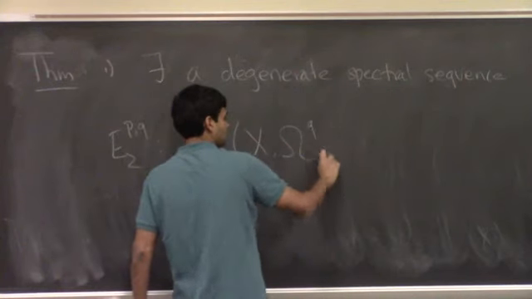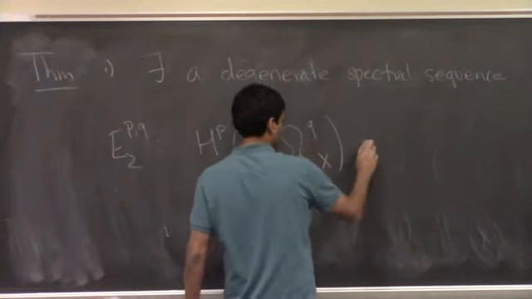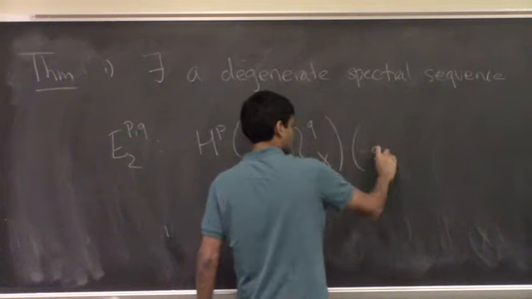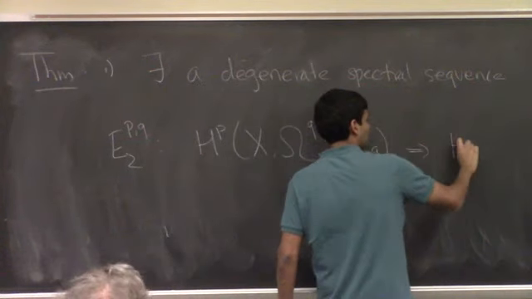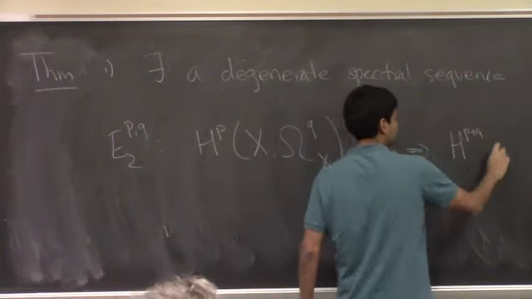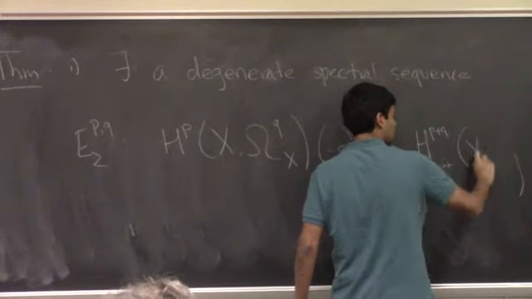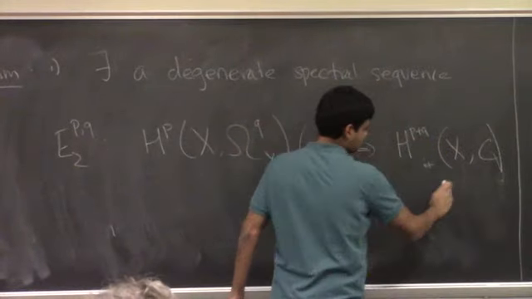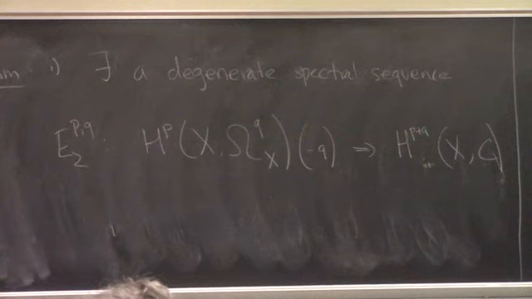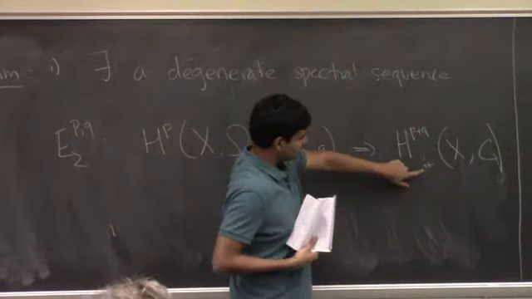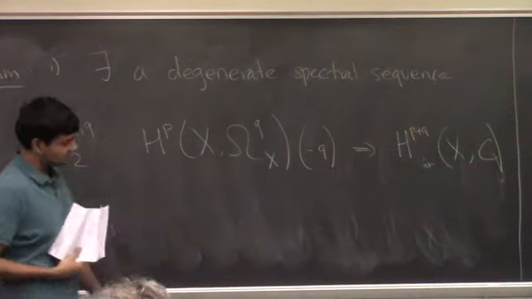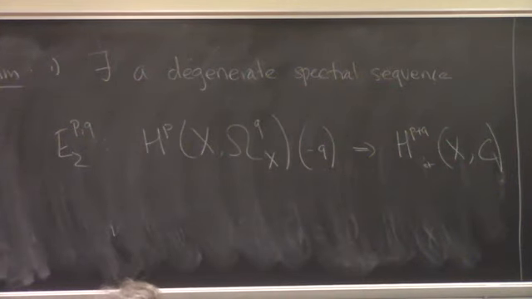So H^p of Omega^q, and then there's a small twist here, and it goes to what we have on the left-hand side, which is the analog of singular cohomology in this setting. So this is etale cohomology. It's etale cohomology with coefficients in this field C, and it's literally the analog of singular cohomology.